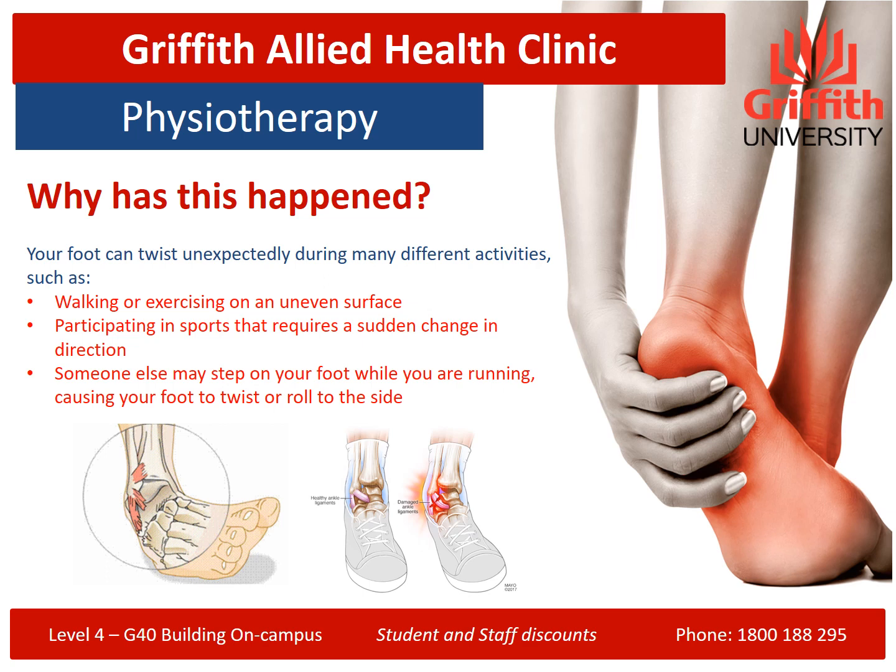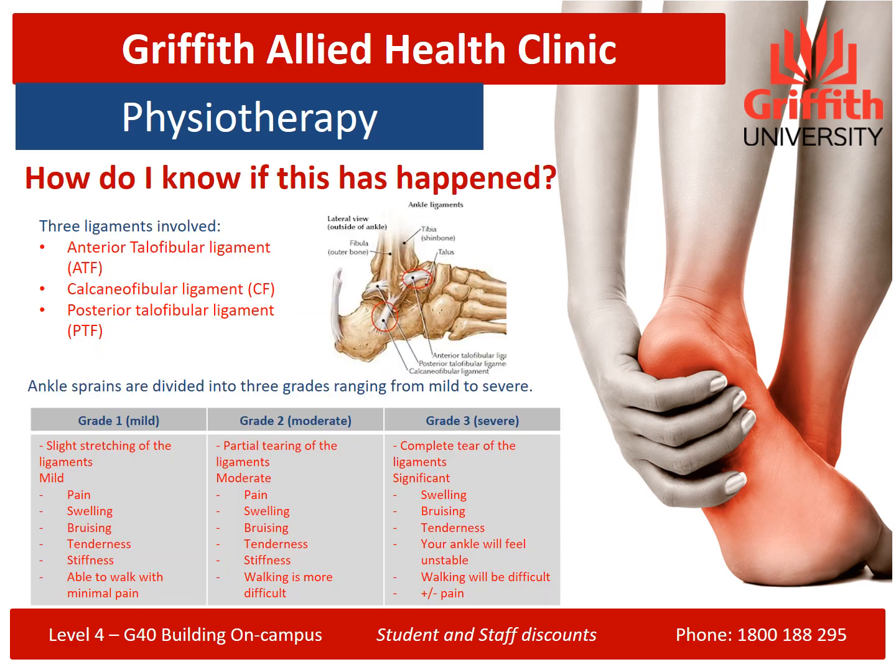Some common causes of spraining your ankle include walking on uneven surfaces, participating in a sport that requires a sudden change in direction, or incidents when someone steps on your foot during a sporting activity. There are 3 ligaments that could possibly be injured during a lateral ankle sprain. These include the anterior talofibular ligament, the calcaneofibular ligament, and the posterior talofibular ligament. These ligaments support the outside of your foot and help to stabilize the foot.